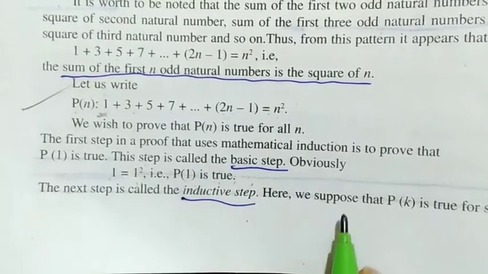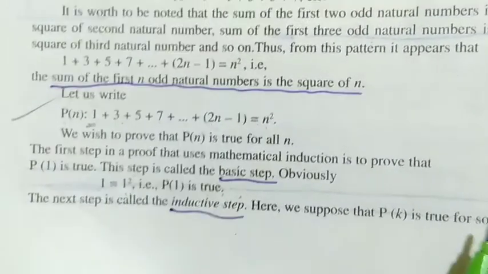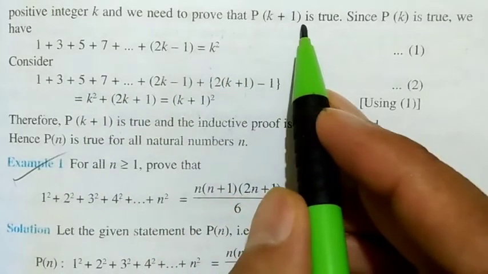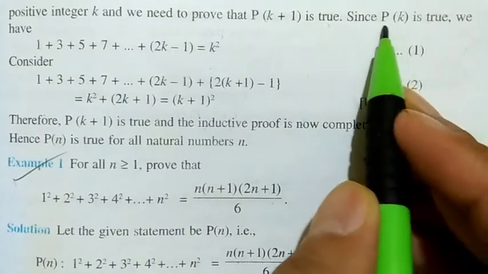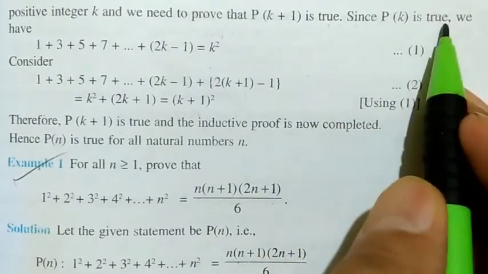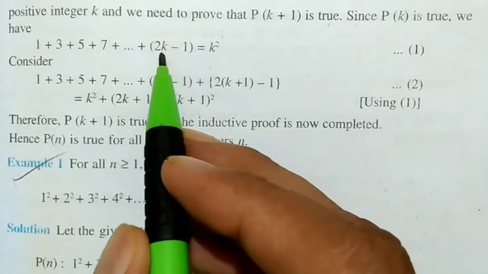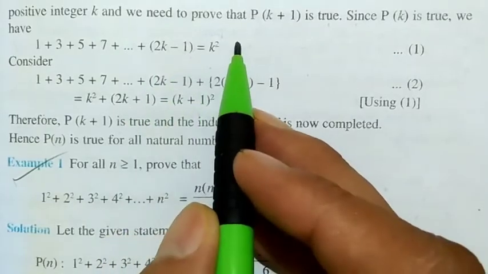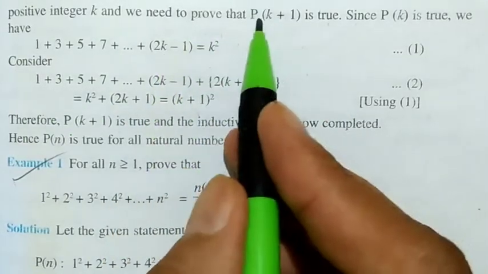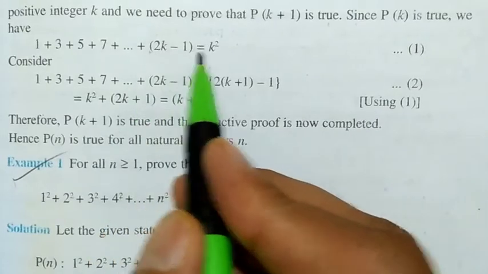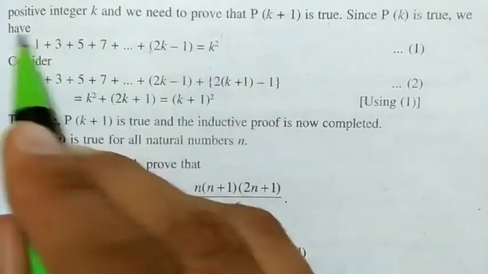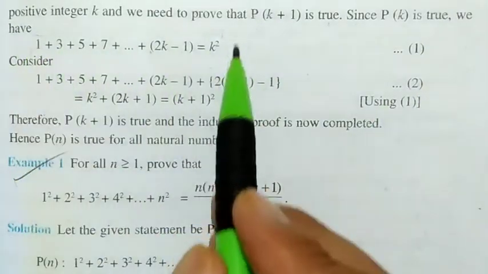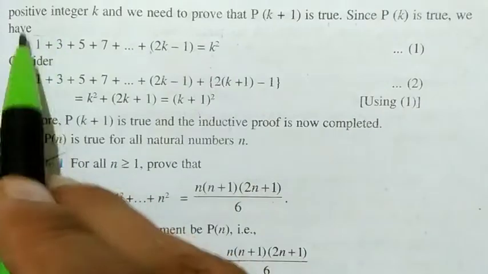Next step, we suppose that P(k) is true for some positive integer k. So we have to prove that P(k+1) is true based on P(k) being true. Since P(k) is true, what do we have? We just put n equals k. There it was 1 plus 3 plus 5 plus 7 plus dot dot dot plus (2n minus 1) equals n square. Here we have put n equals k, so 2k minus 1 equals k square. This complete statement is the first equation. We have assumed that it is true because it is P(k).